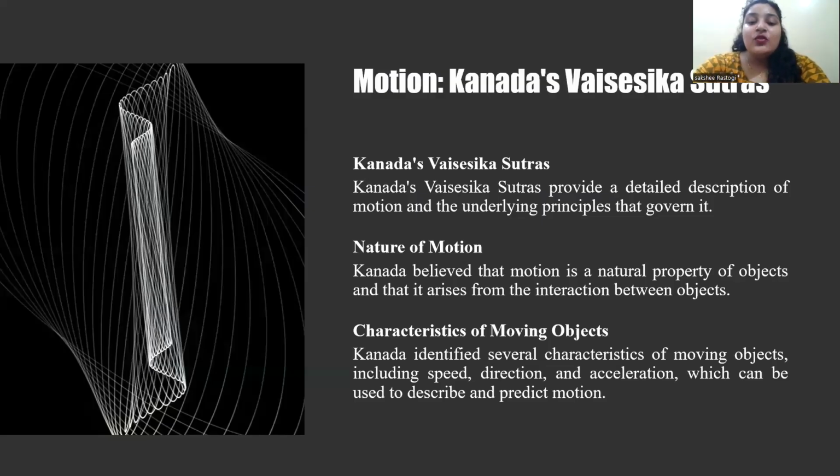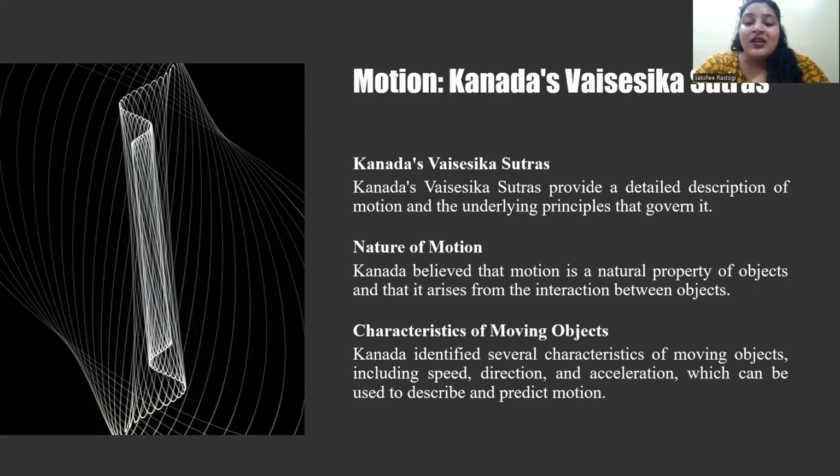It can be classified into three types: locomotion, vibration, and rotation. See, locomotion means the change of position, vibration means oscillatory motion, and rotation is circular motion. So, Kanada's concept of motion is remarkable for its time as it anticipates some aspects of modern physics, such as the idea that motion is a fundamental property of matter, and that force is responsible for change in motion.